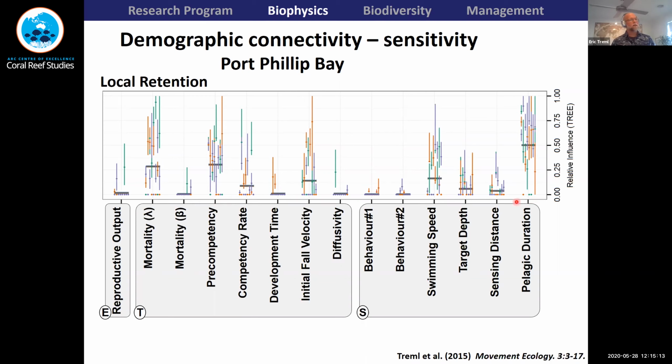So that wide variability that you see across this parameter space shows that for local retention, determining the influence of these individual parameters completely depends on where and when you're spawning, which is a frustrating but interesting outcome.